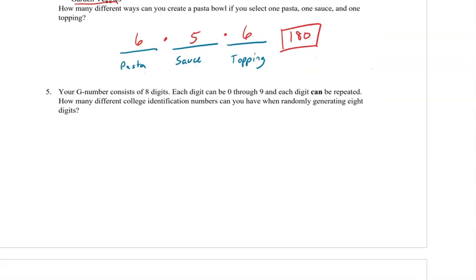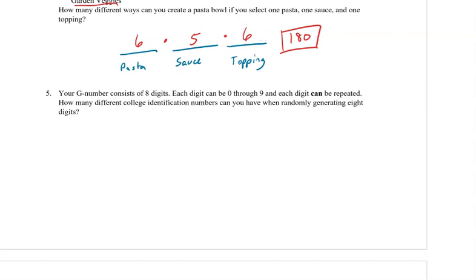All right, number 5. Your G number consists of 8 digits. Each digit can be the numbers 0 through 9, and each digit can be repeated. And I specifically bolded this word because we are going to see the difference of what happens when it cannot be repeated in the next one. So, how many different G numbers can we make when randomly generating 8 digits?